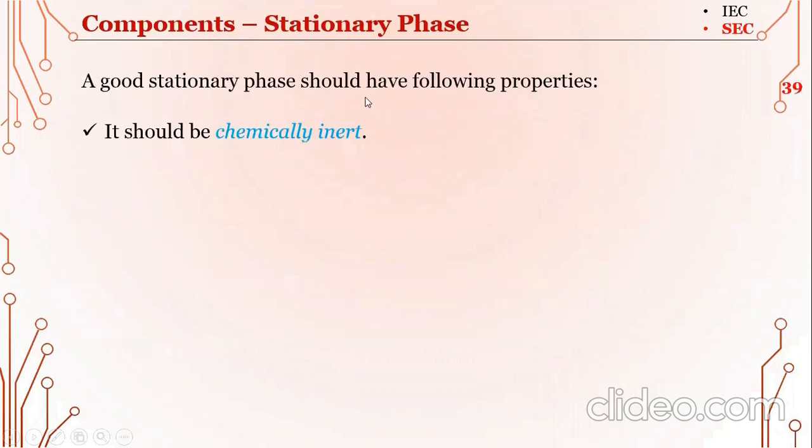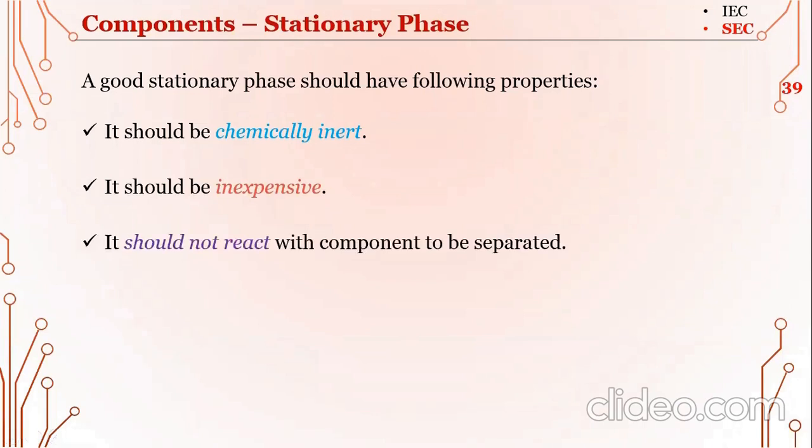So a good stationary phase could have the following properties. We need to know what could be an ideal stationary phase. It should be chemically inert, like it should not impart some charge. The stationary phase in size exclusion chromatography must be inert, and it should be inexpensive to go with the running cost of the experiment, and it should not react with the components to be separated.